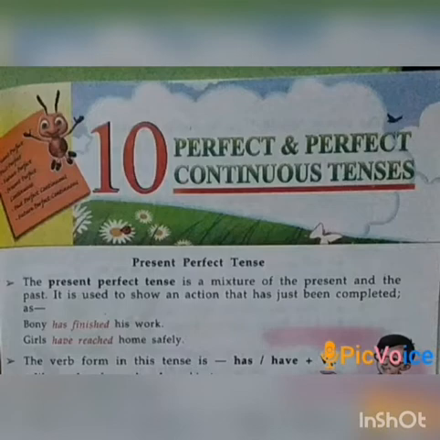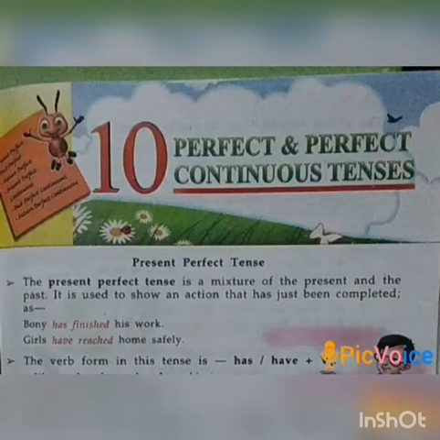Present perfect tense. The present perfect tense is a mixture of the present and the past. அதாவது present tense past action mix ஆகி வரதான் present perfect tense. It is used to show an action that has just been completed. அதாவது எந்த ஒரு ஆக்ஷனும் அதில் யூஸ் பண்ணக்கூடிய ஆக்ஷன் எப்படி இருக்குமானா ஜஸ்ட் இப்போ தான் முடிஞ்சிருக்கக்கூடிய ஆக்ஷனாக இருக்கும்.